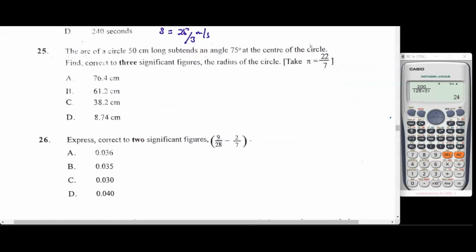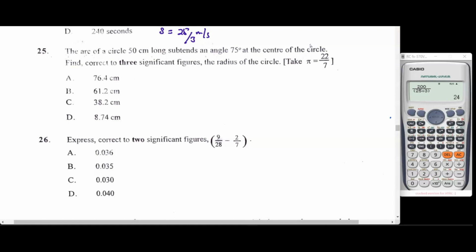Going to question number 5. It says the arc of a circle 150 centimeters long subtends an angle of 75 degrees at the center of the circle. Find, correct to 3 significant figures, the radius of the circle.